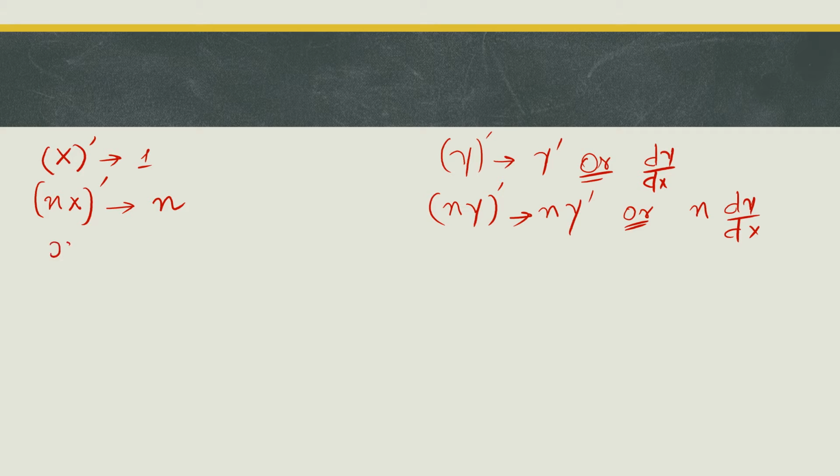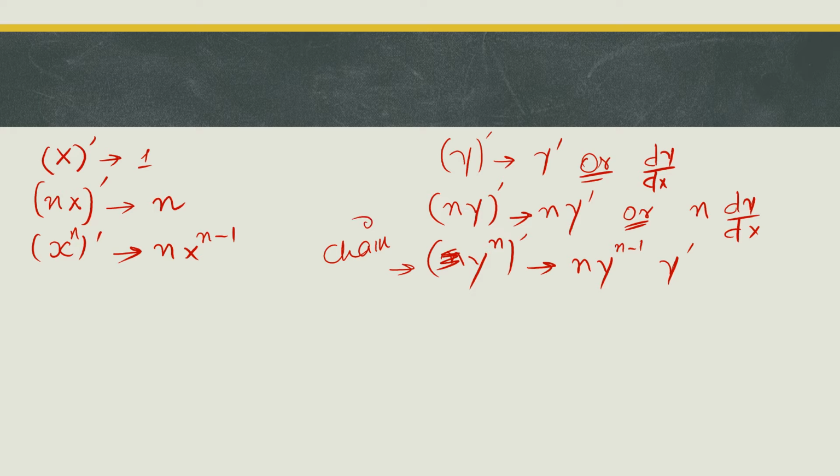Now if we have x to the power n, the derivative of x with any power will be n x to the power n minus 1. But what if we take the derivative of y to the power n? You will take n y to the power n minus 1, then y prime, which means the derivative of y also. Why? Here we are actually applying the chain rule. That means we consider y as a composite function.